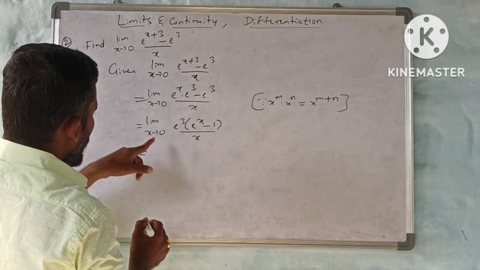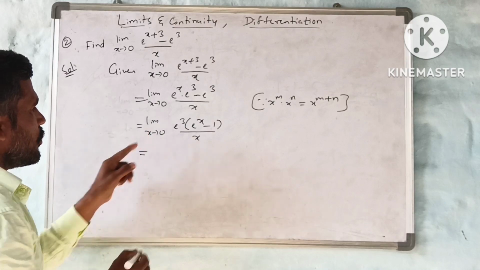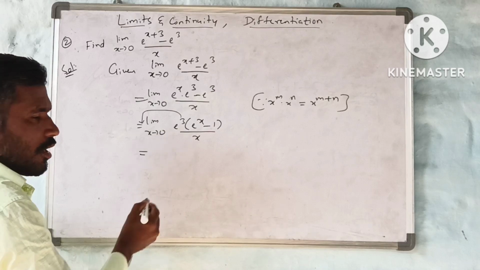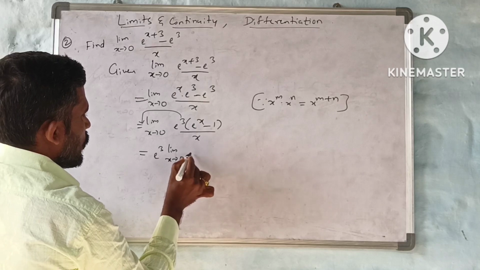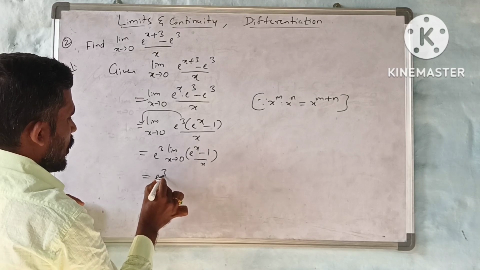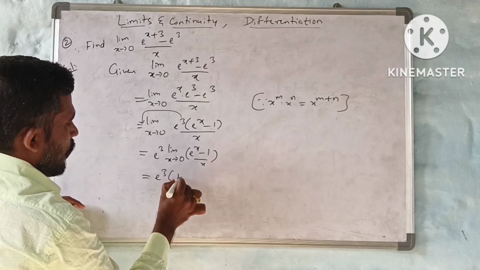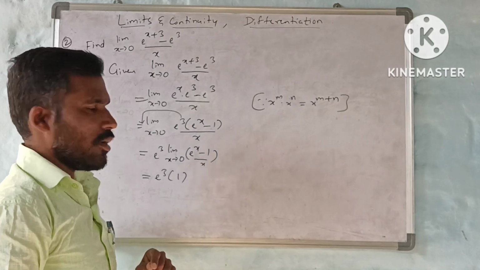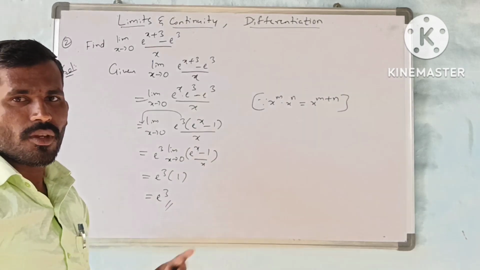Then limit x tends to 0, and in place of x we have to substitute 0. Here e power 3 is a constant, so I am taking it outside of the limit. So e power 3 times the limit x tends to 0 of (e power x minus 1) by x. This limit, (e power x minus 1) by x as x tends to 0, has value 1. So e power 3 into 1 is e power 3. Take this one.